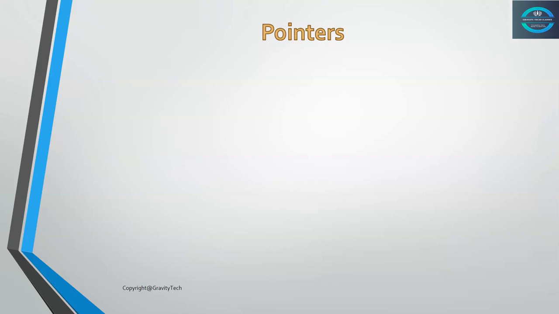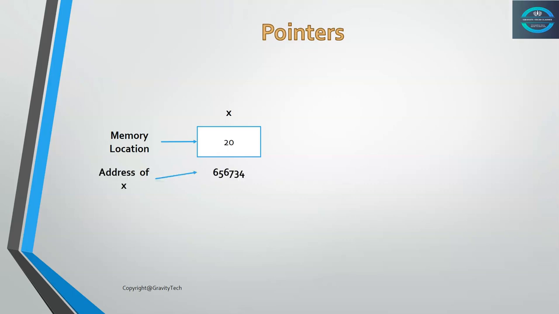As you know, every variable has a memory location. In this case, x is a variable which has value 20 and has some memory location, and that memory location has an address. So in this case, the address of x is 656734. And we know that this address we can access using the ampersand operator.